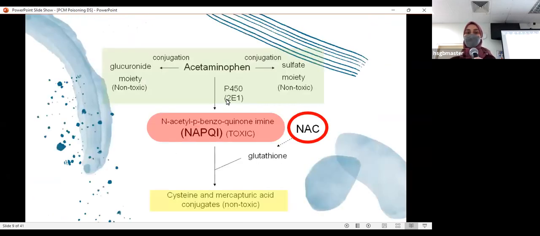Alright, so this is what I was talking about earlier. At therapeutic doses, if you take PCM at a therapeutic level, acetaminophen gets conjugated to form glucuronide, it gets conjugated to form sulfate, and a small amount of PCM will undergo oxidation by your cytochrome P450 enzyme to form your NAPQI. So NAPQI at therapeutic doses is okay, although it's toxic, because it will be conjugated with glutathione. If it's conjugated by glutathione, it will then form cysteine and mercapturic acid conjugate, which is non-toxic, which will then be excreted in the kidneys.